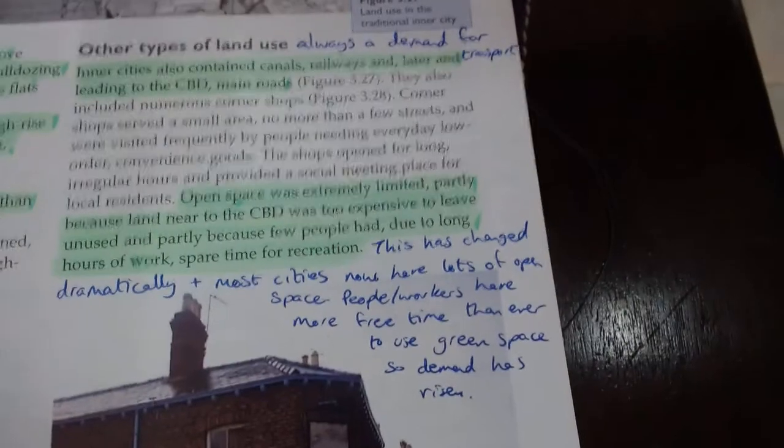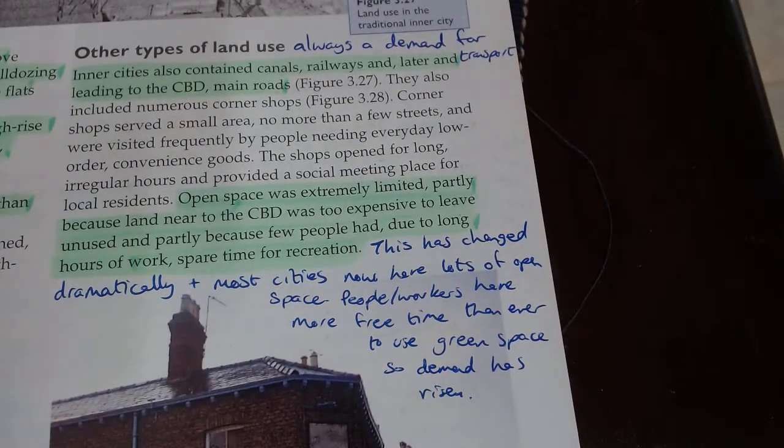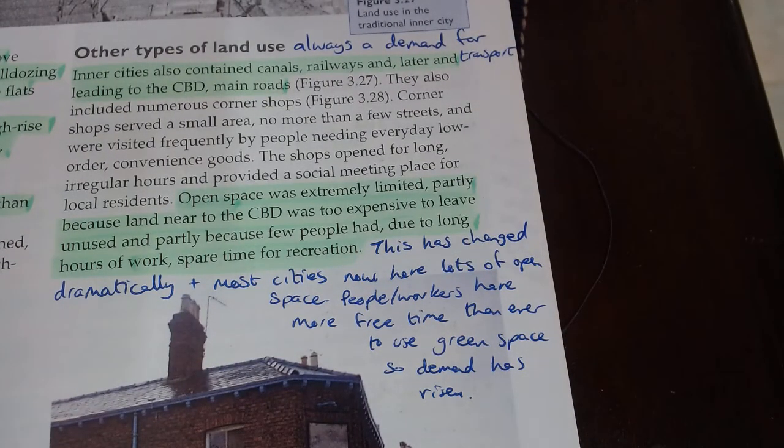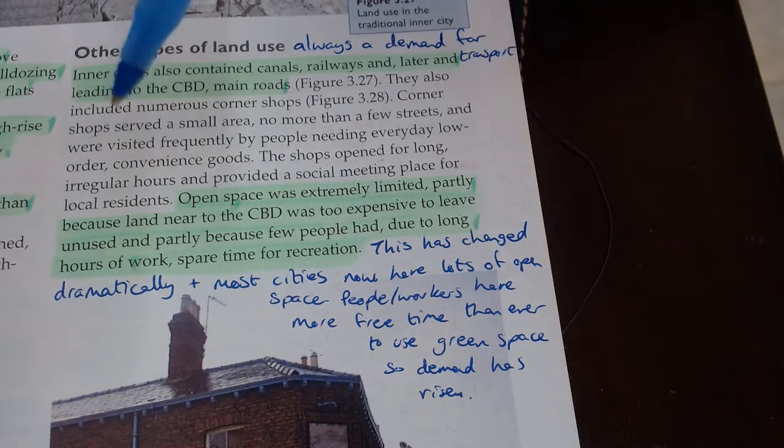All right, and then our last bit on this bit here, other types of land use. Okay, inner cities also contain transport. There's always a demand for transport. Transport makes people move and industry work. So there was always a demand for railways, canals, roads leading in and out of the CBD and to and from the factories. All right, so that's another land use demand.